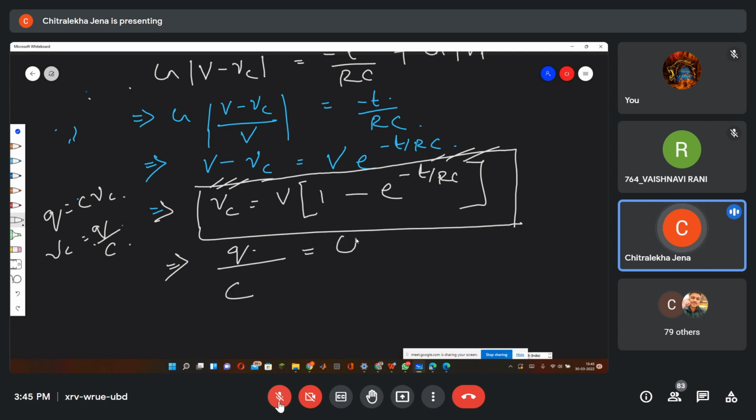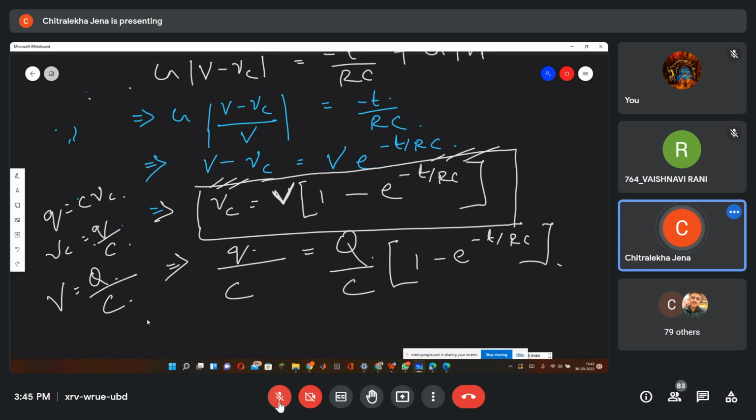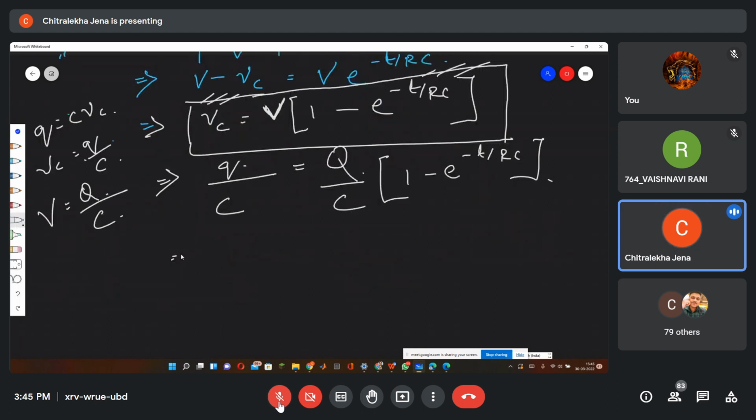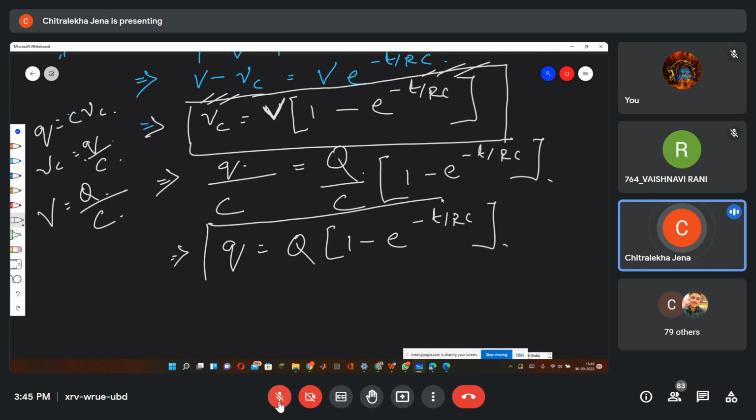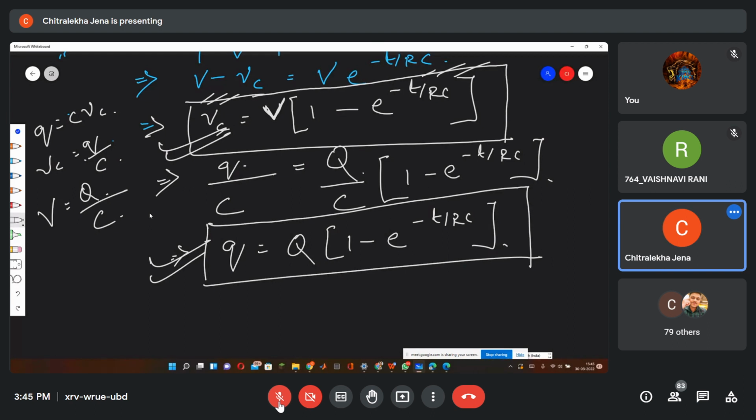Also this implies I can write capital V will be equal to capital Q divided by C, whole into 1 minus e to the power minus T by RC. Or this implies your Q will be equal to capital Q whole into 1 minus e to the power minus T by RC. This is the equation for the charge of the capacitor. This one is voltage, this one is charge. Got it, all of you? Yes, ma'am.